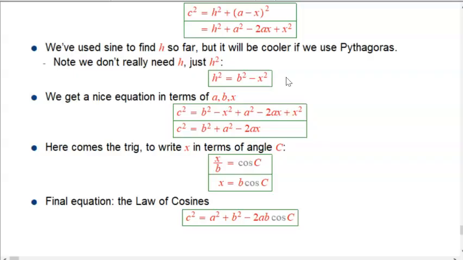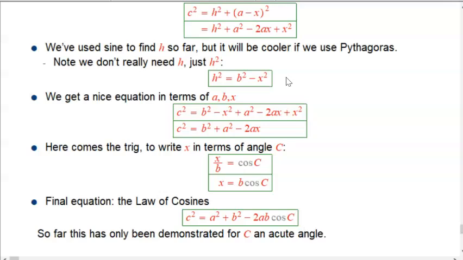Really, I should have said that at the start. So far, this has only been demonstrated for C an acute angle. And you might think, does it even mean anything for an obtuse angle? It does, but we're going to have to stretch our understanding of trig just a little bit to make that make sense. But that'll be either in class or another video.